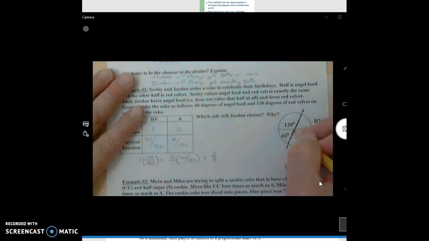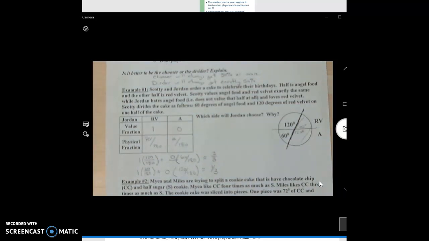Now, if you think about it, if this was 180, then this would be 60 and this would be 120. So they're basically going to just switch. So in the other piece of cake, this side of the cake, red velvet was 60 out of 180 plus angel food cake, which is 0, was 120 out of 180. So in this regard, Jordan would value that piece of cake as 1/3.